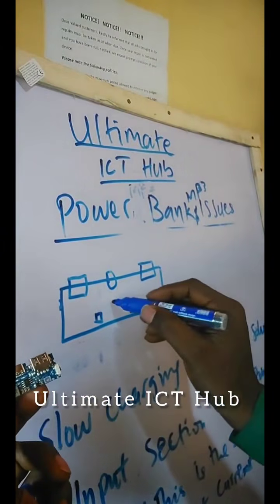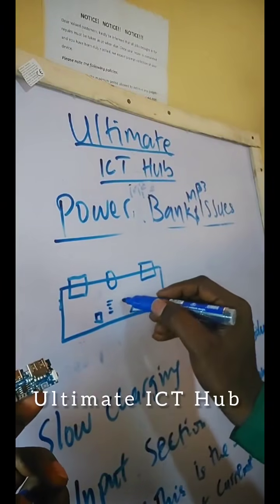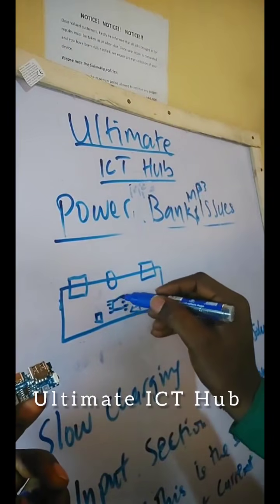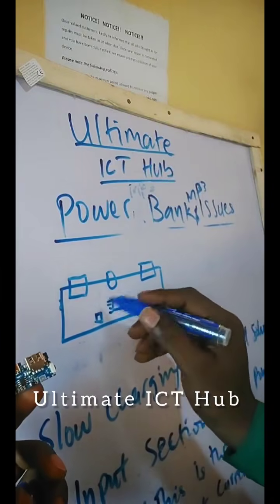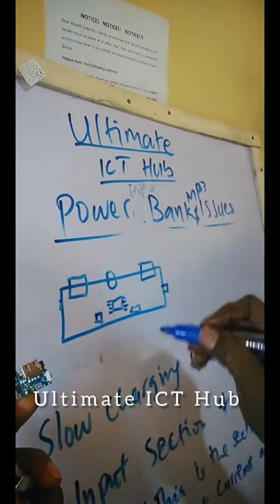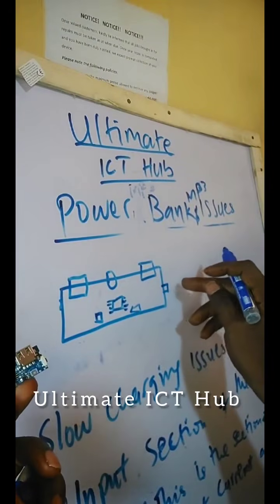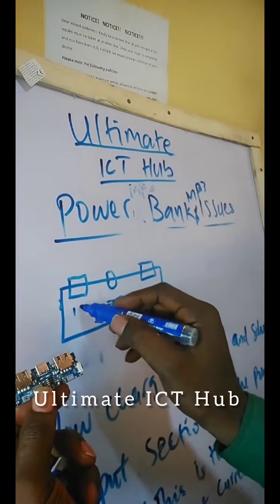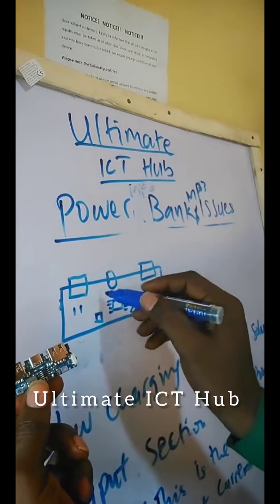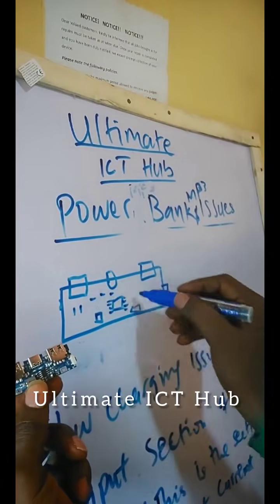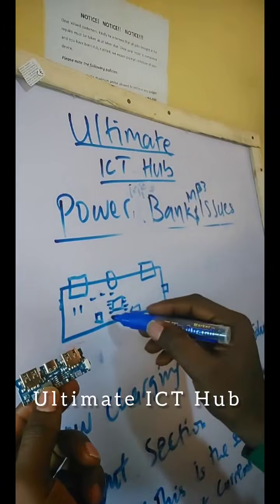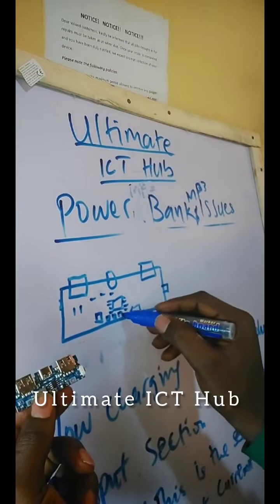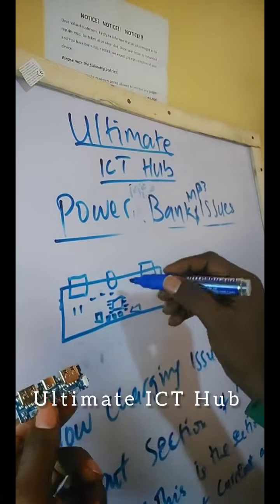We have the MOSFET IC. We have the 1, 2, 3, 4. The power IC. Then we have the LED controller. And we have other resistors here. Then we have capacitors.